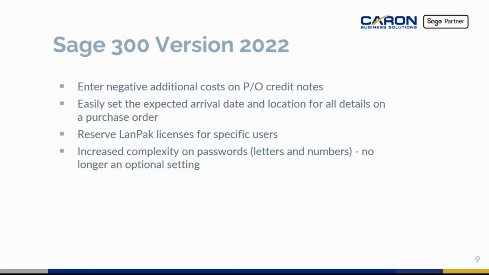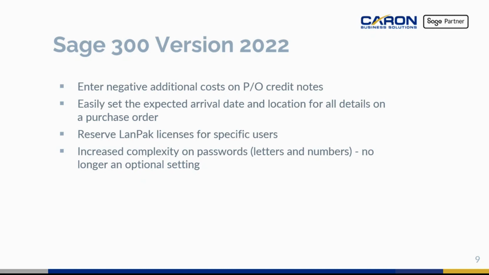The last piece is on the complexity of passwords. Now that once you've installed 2022 and you're prompted to change your password, you can't just use three characters anymore. It has to now be letters and numbers, and not just through a setting that you put through the database security. So the system will force you to make your password a little bit more secure.